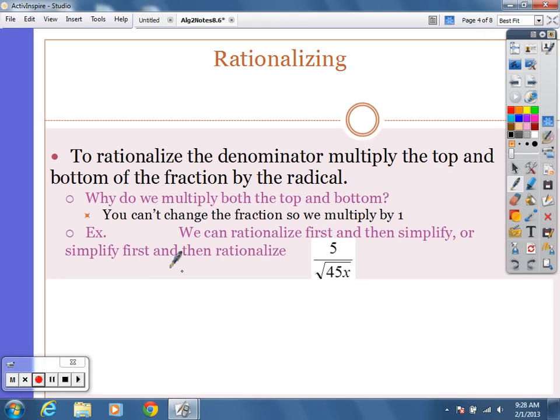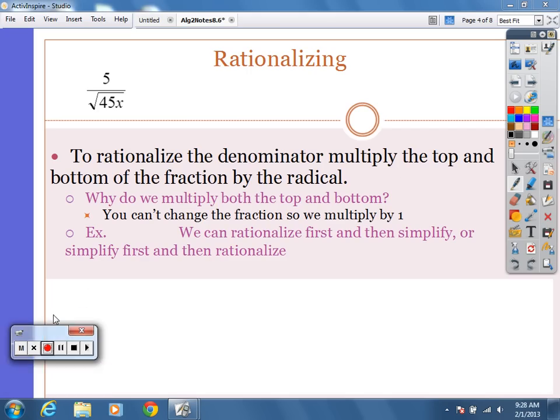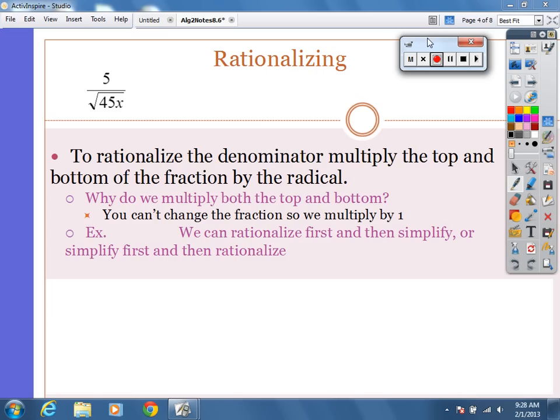Simplify. Rationalize first and then simplify. Usually kids, if they see it right away, will go ahead and simplify it. Otherwise, I guess I just do whatever I see first, but some kids like to do the same thing every time. It doesn't matter. I'm going to show you both ways here.